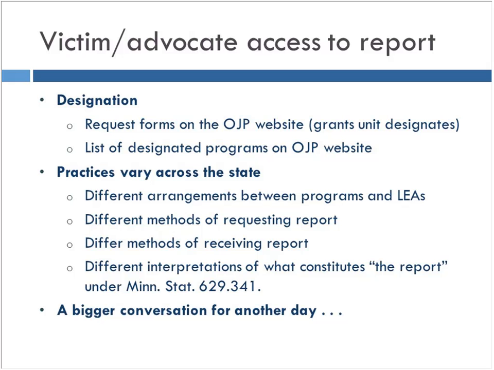And the list of designated programs that have been designated by OJP are also listed on that website. But what we know about these two provisions is that practices vary greatly across the state. We have different arrangements between programs and law enforcement agencies. We have different methods of requesting reports, different methods of receiving reports, different interpretation of what constitutes a report under that statute, different levels of cooperation between programs and their local law enforcement agencies.